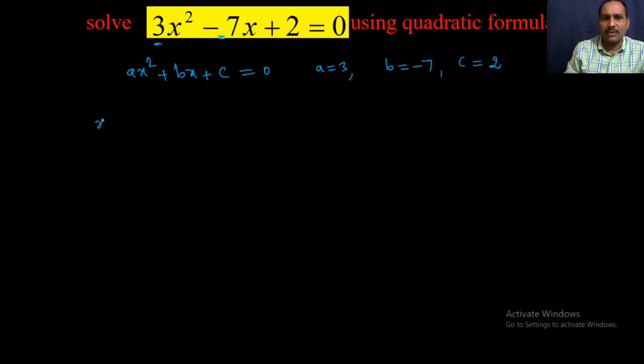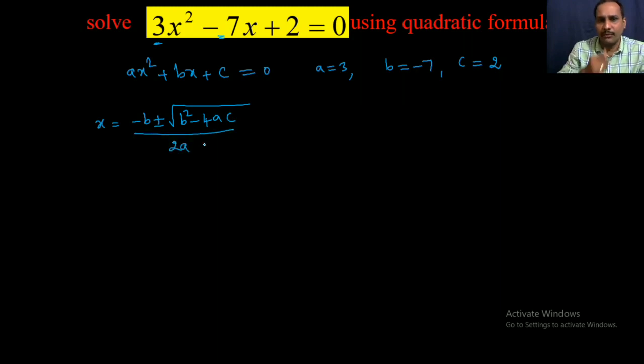So what is the formula? x equal to minus b plus or minus square root of b square minus 4ac by 2a. So every time if you write the formula, you will get habituated to this and you will remember forever.